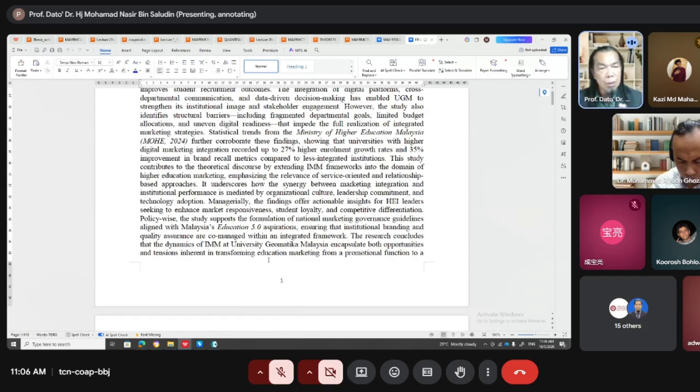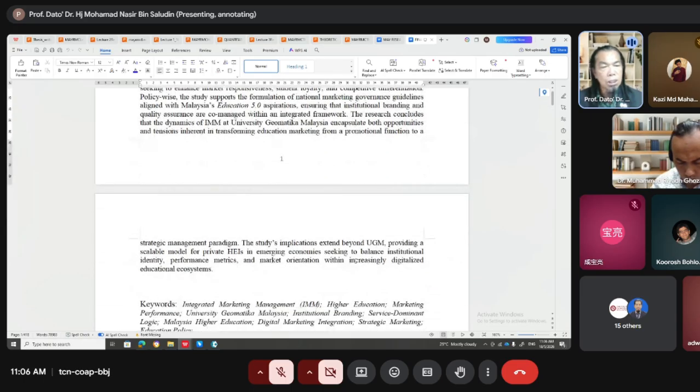The research concludes that the dynamic of IMM at University Geomatica Malaysia encapsulates both opportunity and tension inherent to transforming education marketing from a promotional function to a strategic management paradigm. The study implications extend beyond UGM, providing a scalable model for private higher education institutions in emerging economies seeking to balance institutional identity, performance metrics, and market orientation within increasingly digitalized education systems.